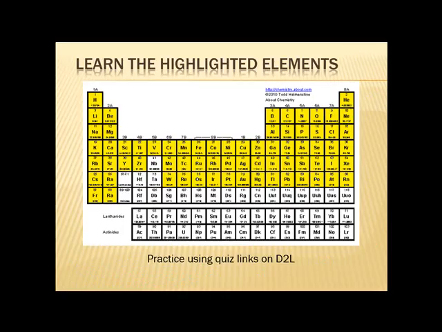What I do want you to be able to know are the highlighted elements on the periodic table here, which is basically everything through about 85, really 88, radium. I'm not too concerned about the bottom elements here. And I do have some quiz links on D2L that you can quiz yourself with.